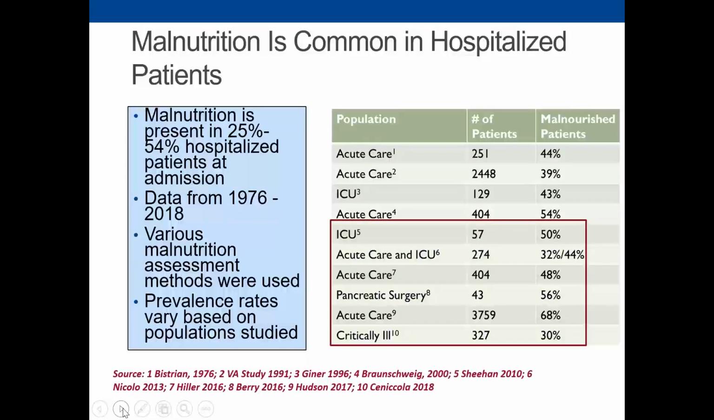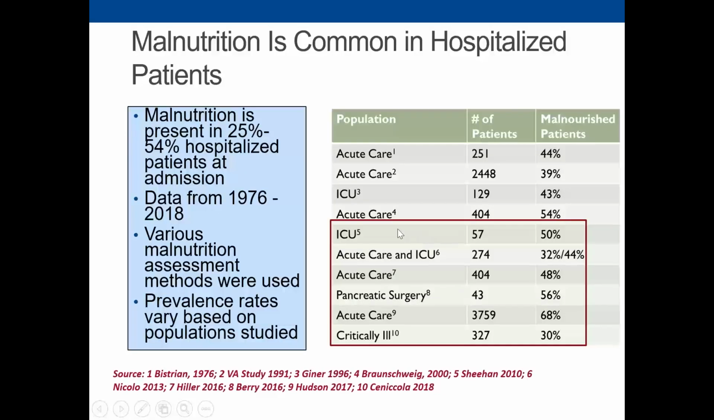And interestingly, this slide highlights the prevalence of malnutrition over about 40 years' time. When you look at the very first prevalence data up here in this table, this was Bruce Bistrian and George Blackburn's original study in 1976, and their incidence of malnourished patients was 44%. And the range is pretty significant, but generally about the same in terms of overall prevalence. Now, certainly it will be different depending on the patient population, as well as the methodology used.